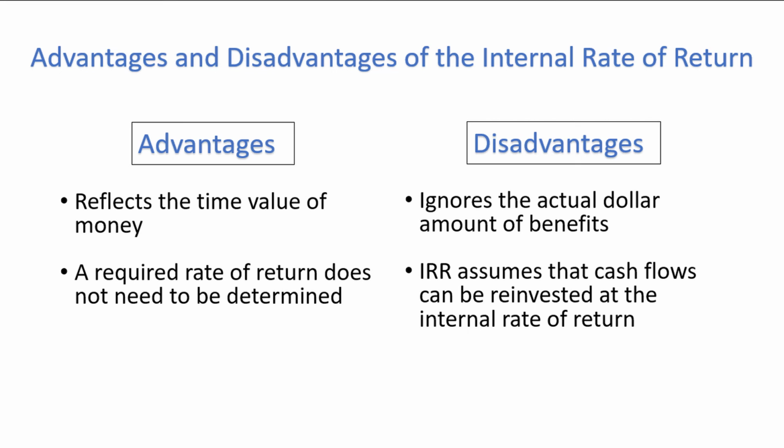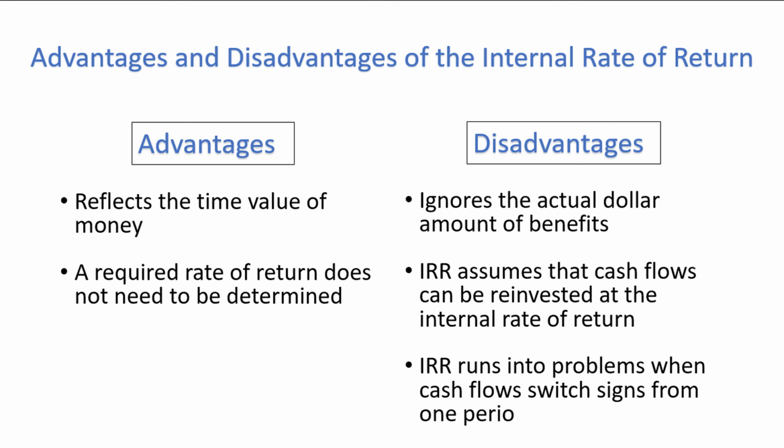IRR also runs into problems when cash flows change signs in the period, meaning they switch from a positive to a negative or vice versa. This can create a situation where multiple IRRs are possible, which makes interpretation difficult. Alright, that wraps up our video discussing the internal rate of return, which is the last of the capital budgeting methods we will be looking at.